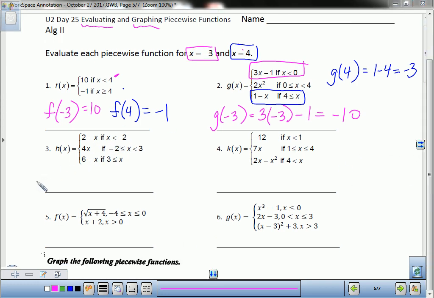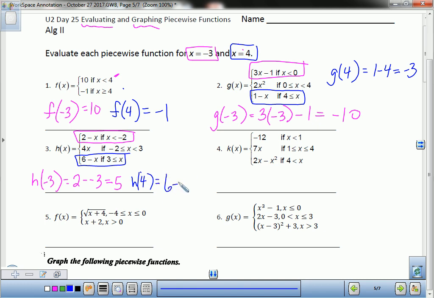On this one, we're still evaluating for the same values, so we'll do -3. -3 falls into this interval. So I'm plugging -3 into this piece of the piecewise function. So it's 2 minus -3, minus a negative makes a positive, and it becomes +5. Now the next value is 4, so this is h of 4. 4 falls into this interval, so that's what I plug it into. 6 minus 4 is 2. And we keep doing the same process.